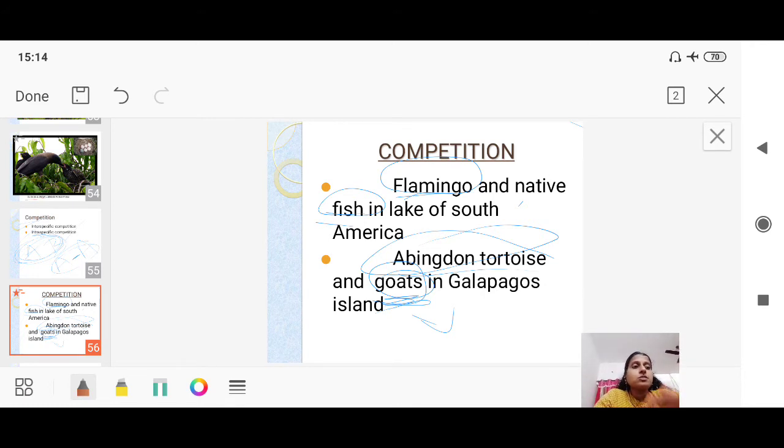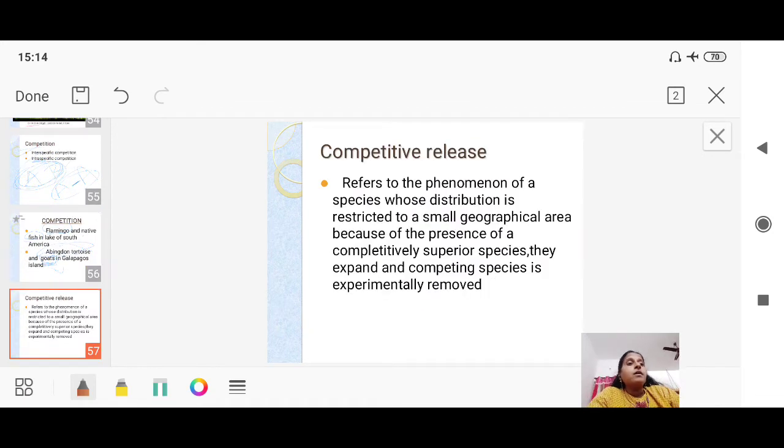So here, totally different species are having competition for the resource, food. In this context, you have to learn some terms. What do you mean by a term called competitive release? What is the term we are going to learn? Competitive release. So what is competitive release?